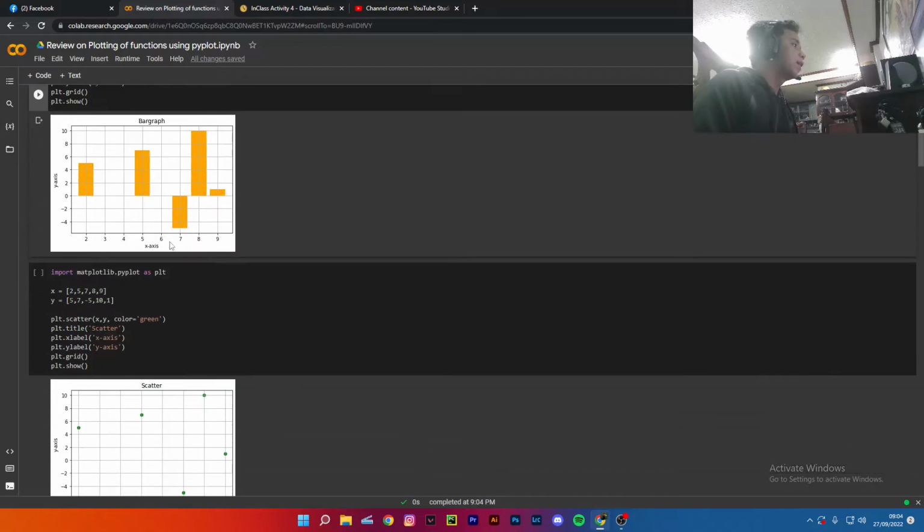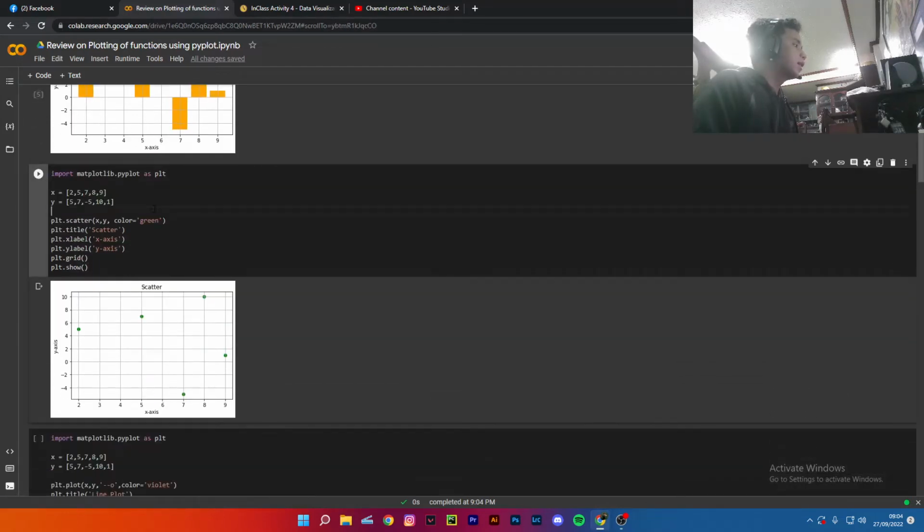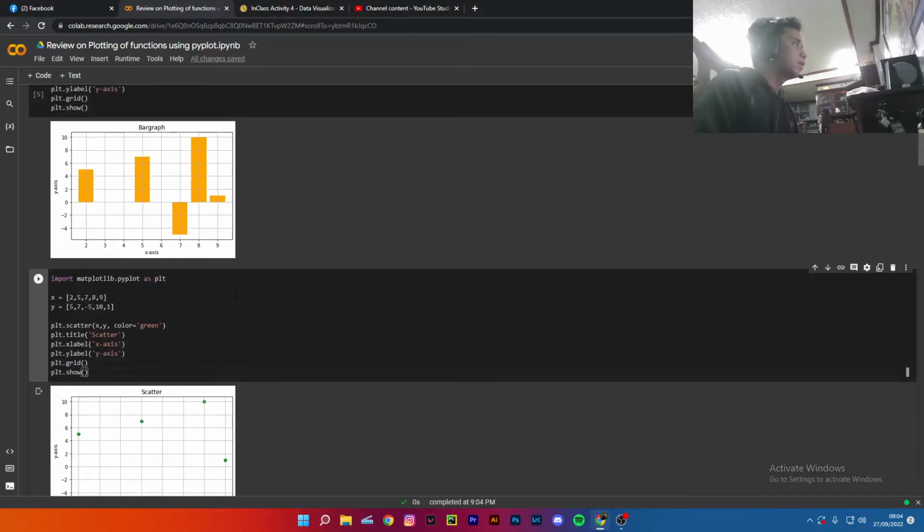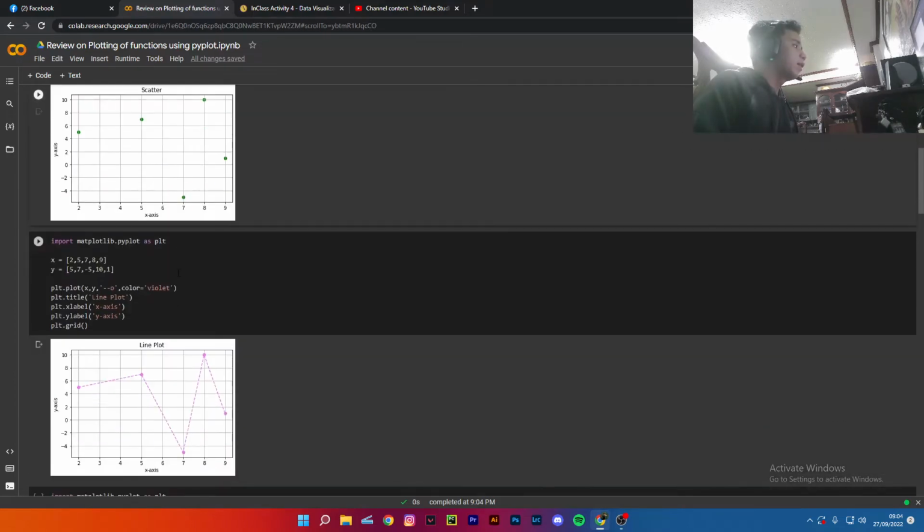So here the bar graph would look like this if we plot the following values of x and y. The same goes here, except that we have to change plt.bar to plt.scatter, since this is a scatter graph, and the color is green, and the title scatter, x and y axis labels, and the grid and show. So they're still the same.